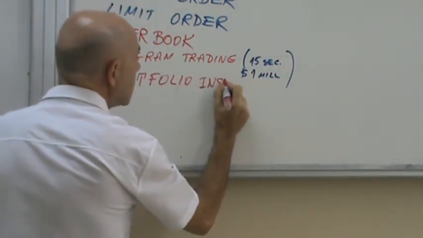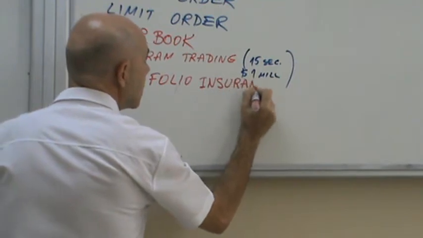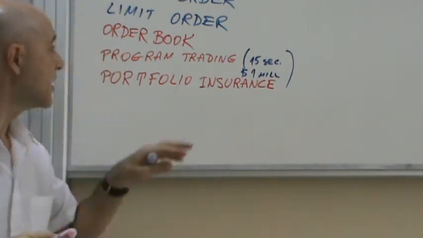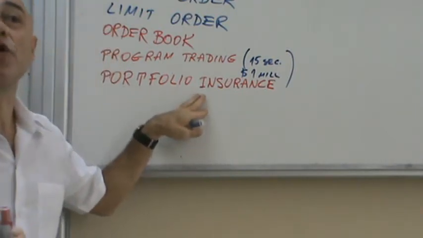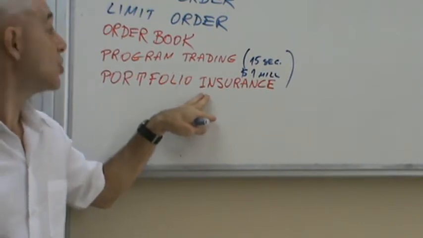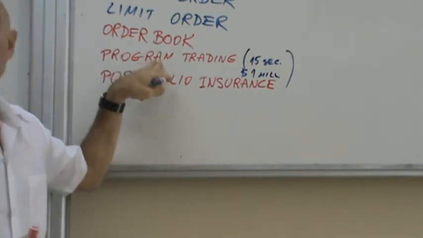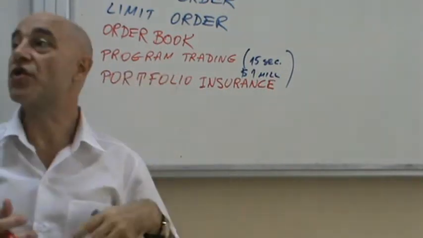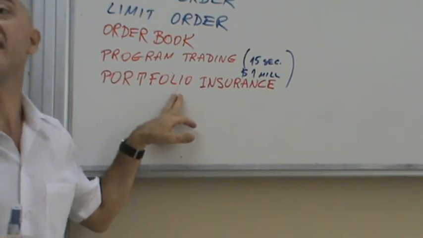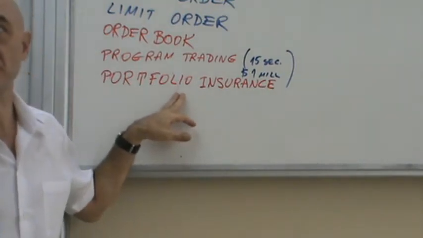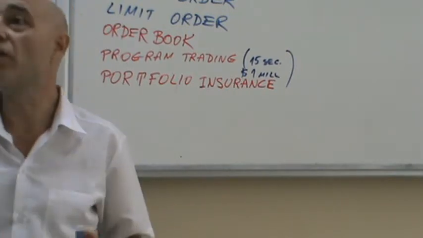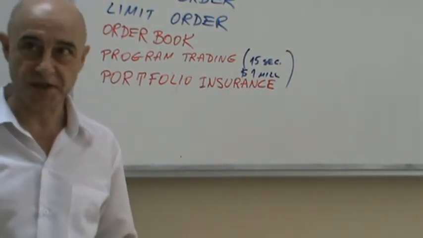Another very advanced concept, very difficult to explain because it's advanced, is portfolio insurance. It is a concept where a fund will attempt to program trade. In other words, they're going to try to sell a bunch of stocks or buy a bunch of stocks, or they'll buy indexes on stocks in order to protect their portfolio from losses.